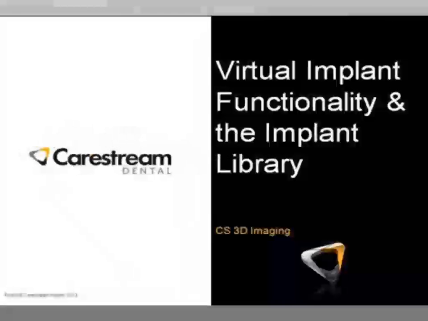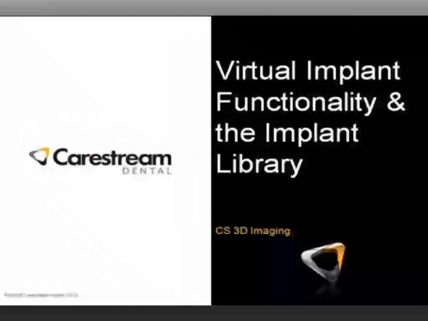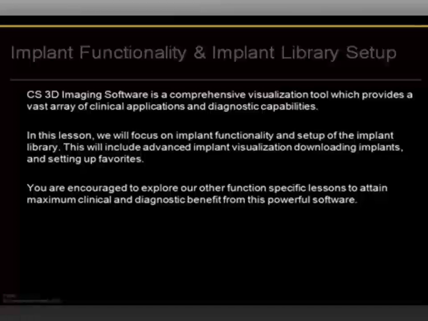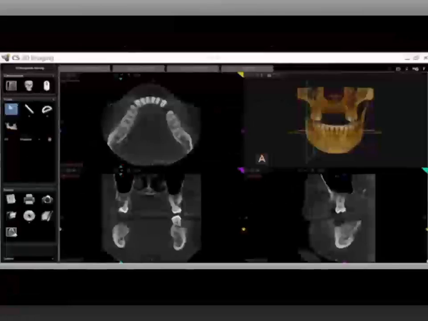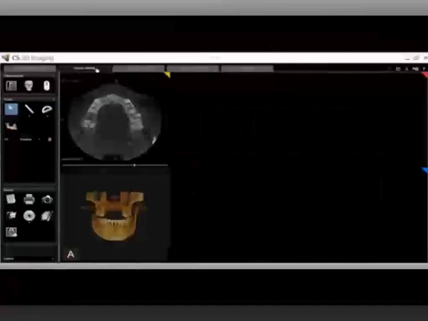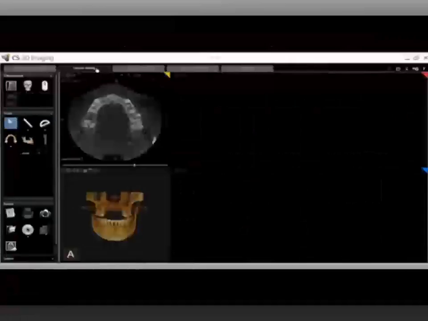In this lesson, we will focus on implant functionality and the implant library. To begin, remember that in order to use implants, we must be in the Curved Slicing tab. Once you move to Curved Slicing, you will need to be sure that a panoramic curve has been drawn.